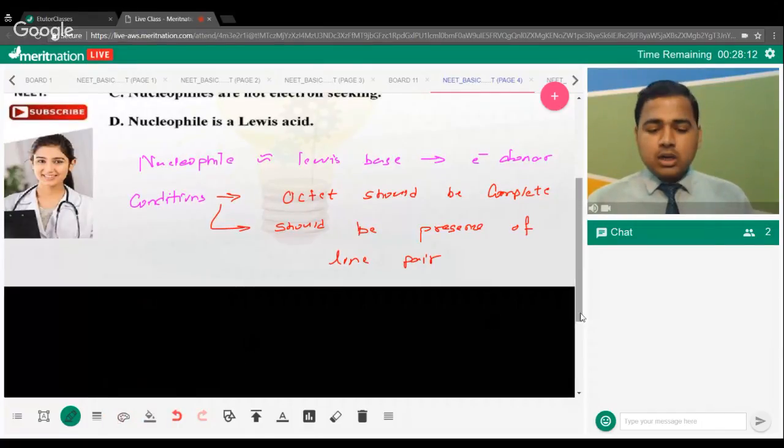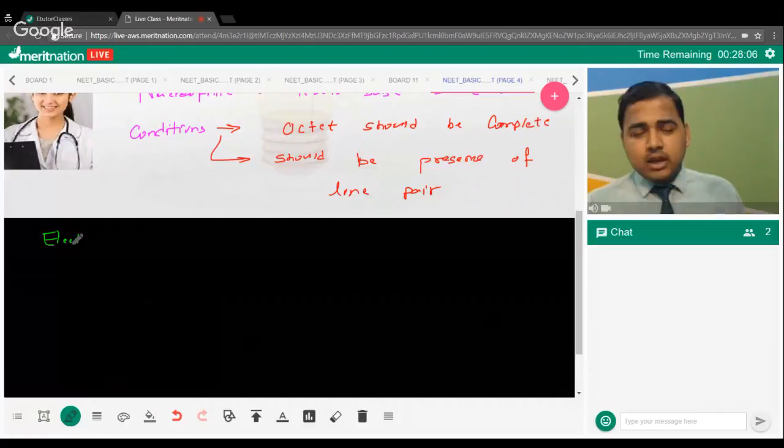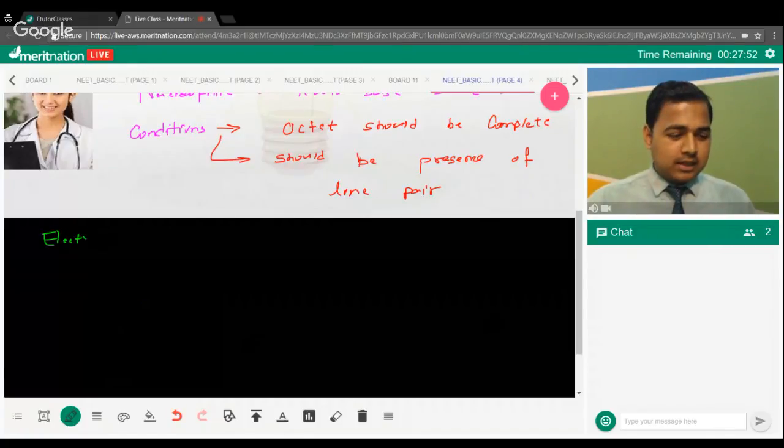Let's talk about the Lewis acid, and there is electrophile. Basically, students, phile means love. Electrophile means electron loving species. This is the most common definition that we have been learning for a long time in every lecture. If they are electron loving species, definitely they are ready to accept the electrons.